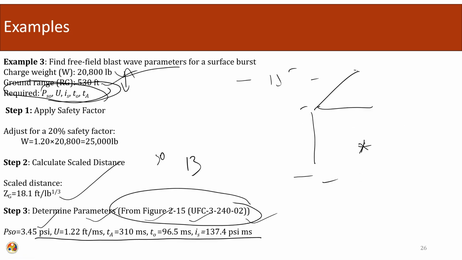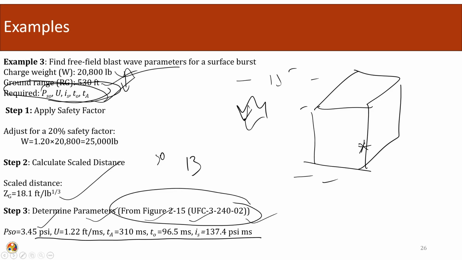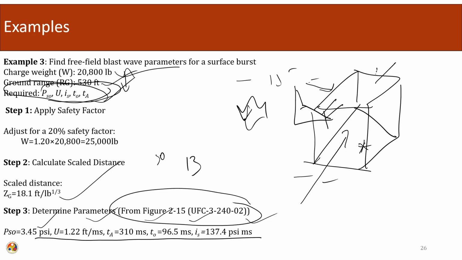And once we have these quantities, if a structure is given and the blast parameters are calculated, then using the equivalent curves, we can calculate the pressure profile that is acting on the front wall. We can calculate the equivalent design pressure profile that is occurring on the side walls, on the roof, and on the rear wall.